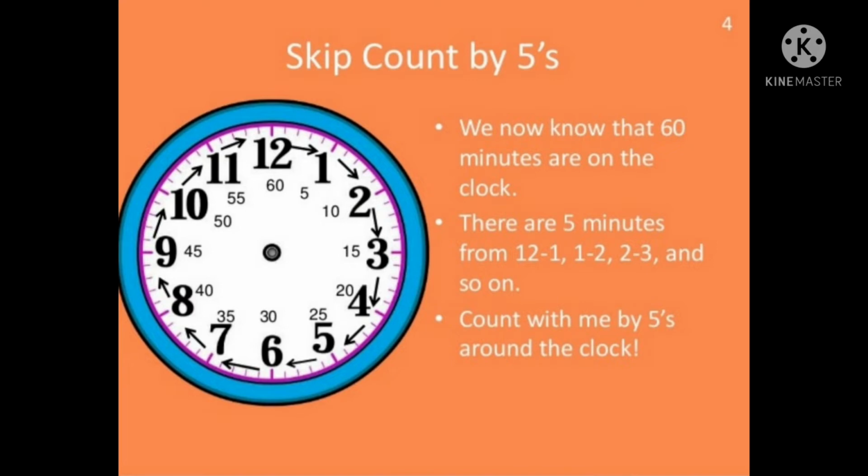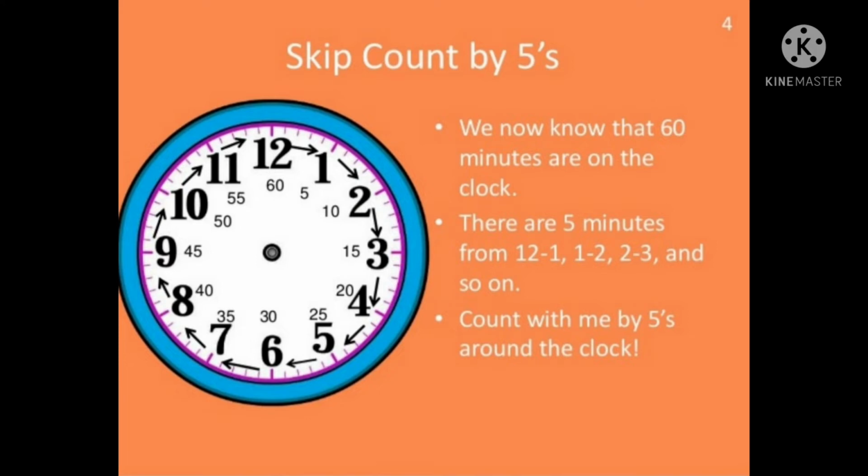50 minutes. Then 10 to 11. 1, 2, 3, 4, 5. 55 minutes. Then 11 to 12. 1, 2, 3, 4, 5. That means 60 minutes. Now we had started from 12 to 1 and now we have ended at 12. That means we have completed one full round and it calculated 60 minutes.